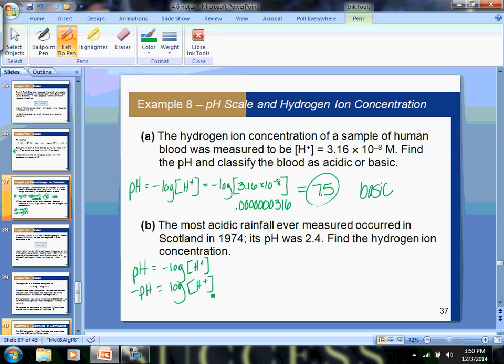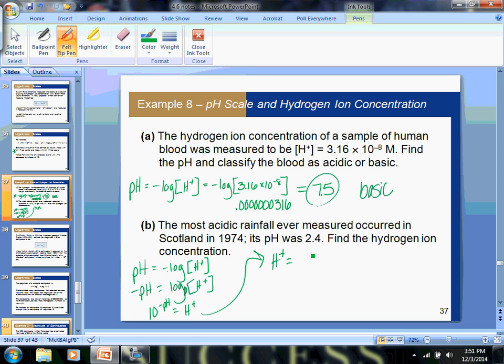Now remember, this is log base 10 if it's just log. So really, if we do our little circle method, we could write this as an exponent then. We could do 10 to the negative pH equals H plus. So now that I have the equation in a little bit more user-friendly form, I can just substitute now.